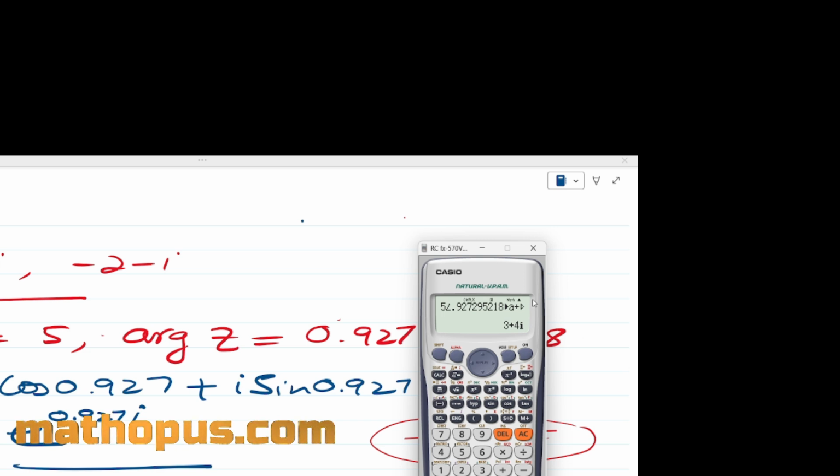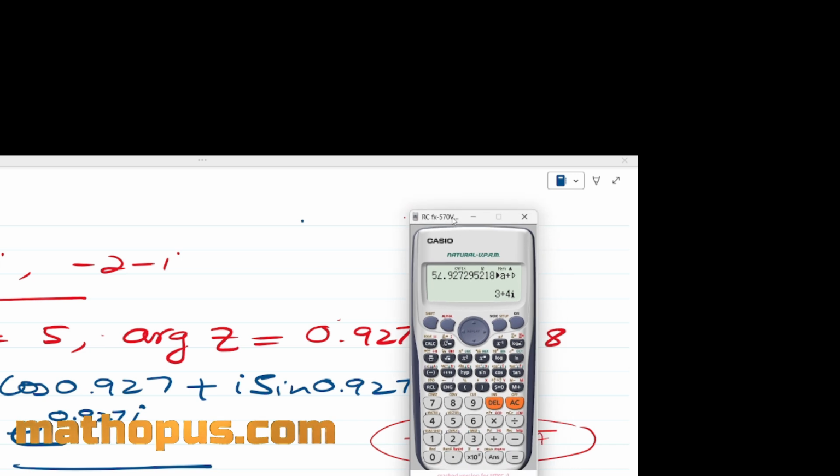Now let's explore how we can find the square root of this complex number 3 plus 4 iota with the help of the calculator. Okay, now first of all, let's see, can we do it directly? Let's put square root, then we write this 3 plus 4 iota. When you press equal, no, it's not possible.